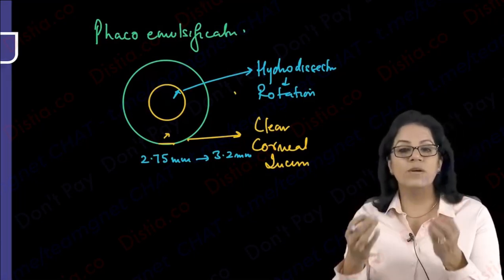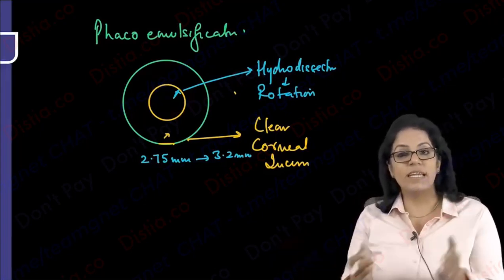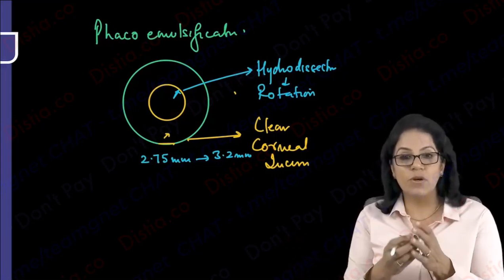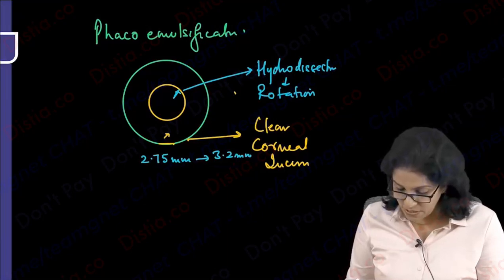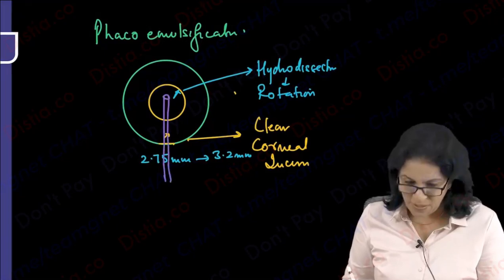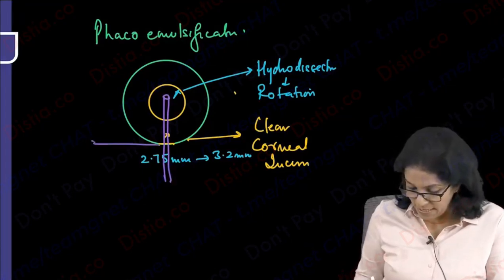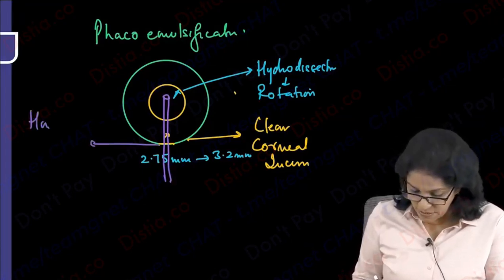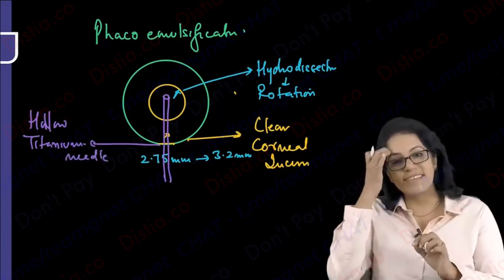Because I don't take out the nucleus at all. In all the previous surgeries that we discussed, we were taking out the nucleus. But here we do not take out the nucleus. Rather, my next step after the rotation and all is to put a phaco probe inside the capsular bag. Now, what is a phaco probe? A phaco probe is nothing but a hollow titanium needle. This hollow titanium needle imparts ultrasonic energy. From where is that ultrasonic energy coming?